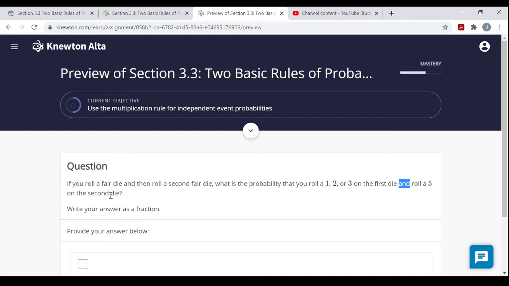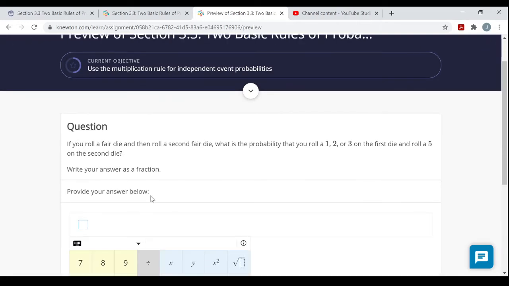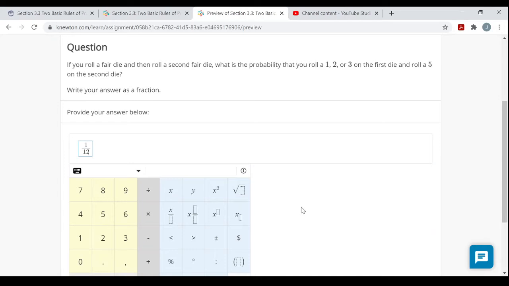Roll a 5 on the second die. So 1, 2, or 3 on the first die, that's a half, times 5 on the second die, that's 1 out of 6. What's 1 half times 1/6? That's 1/12. So I have a 1 out of 12 chance of rolling a 1, 2, or 3 on the first die, and at the same time 5 on the second die.